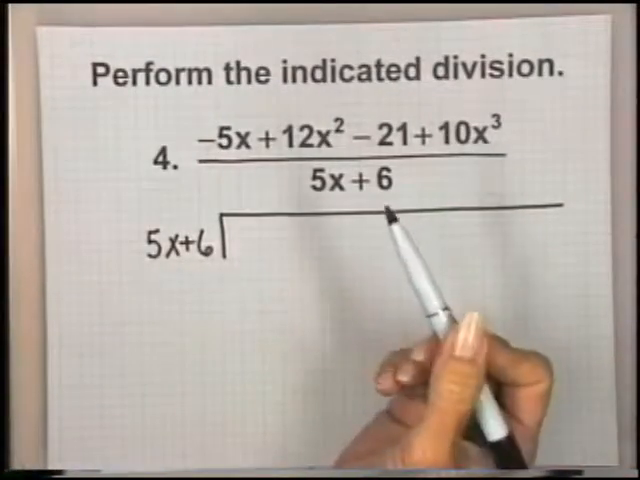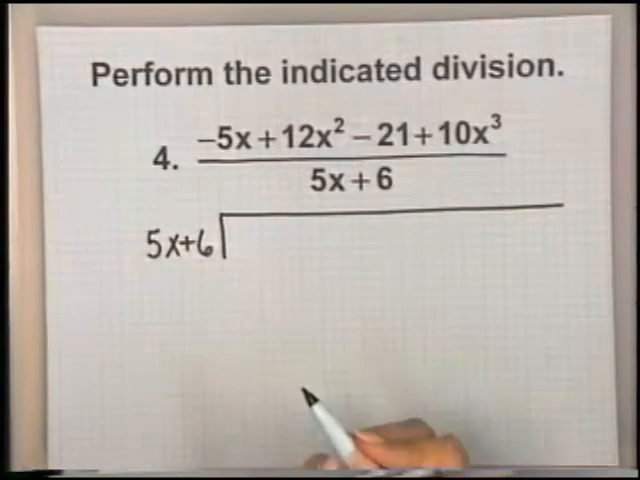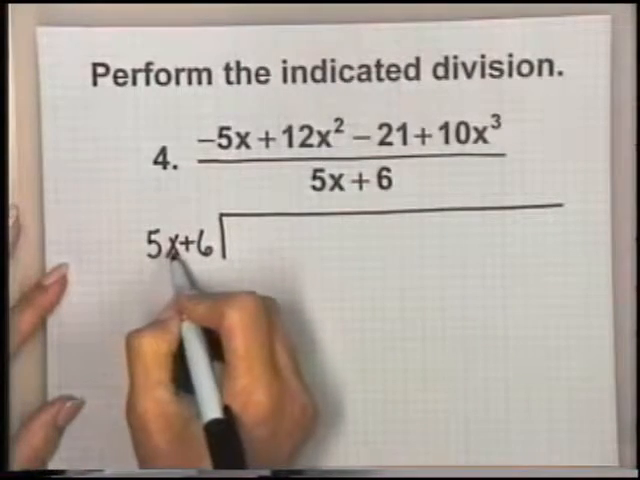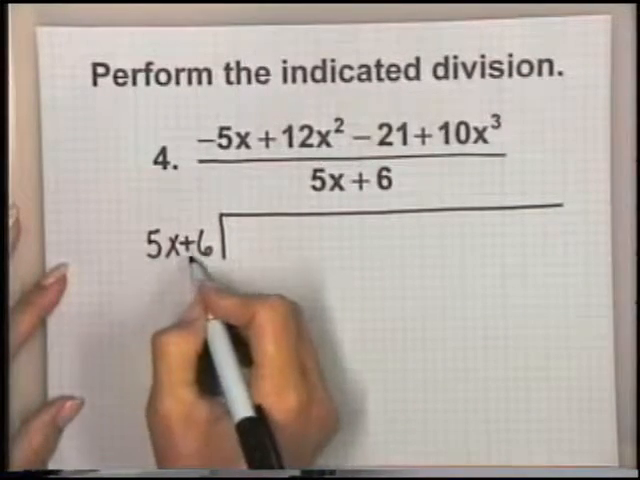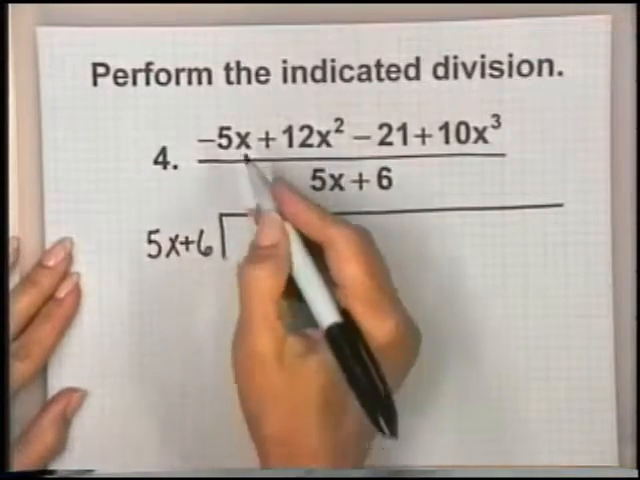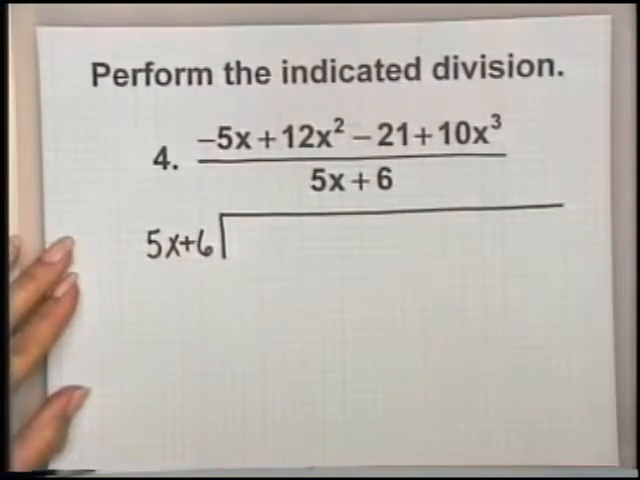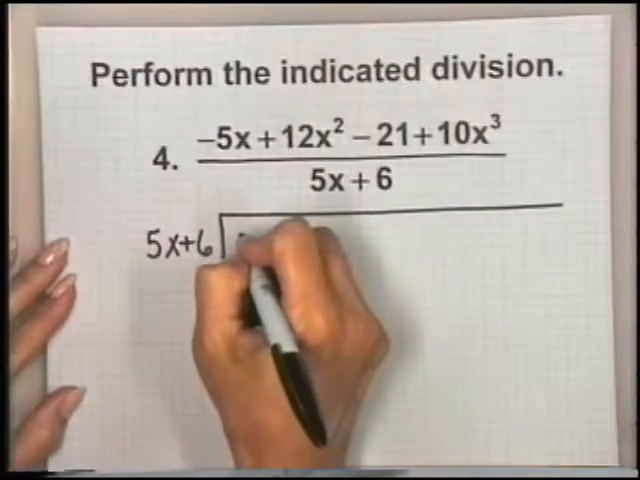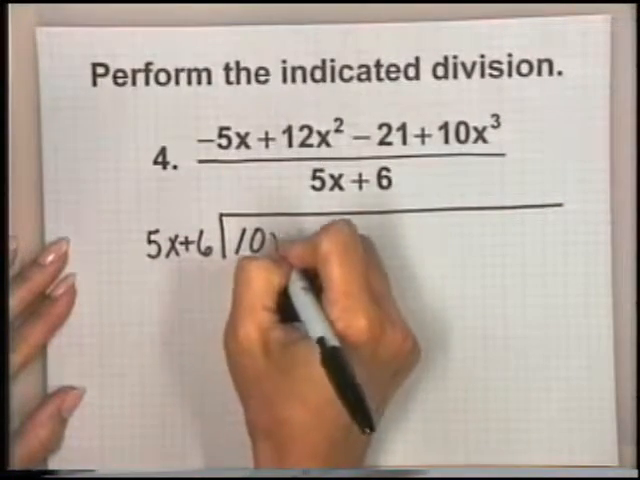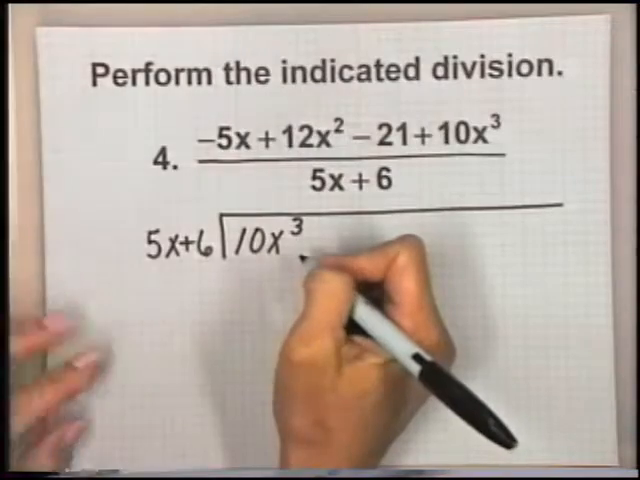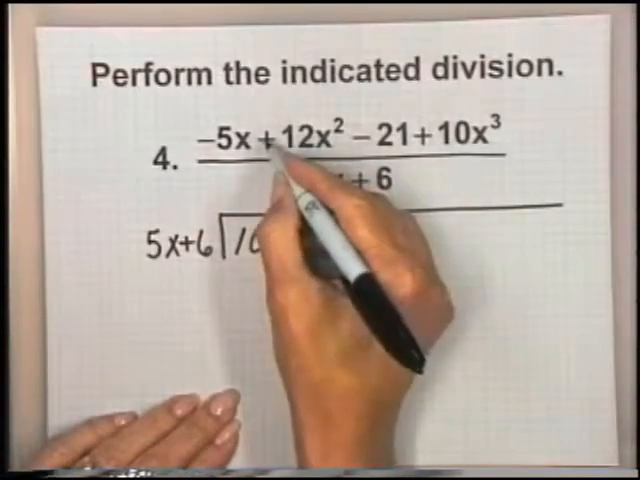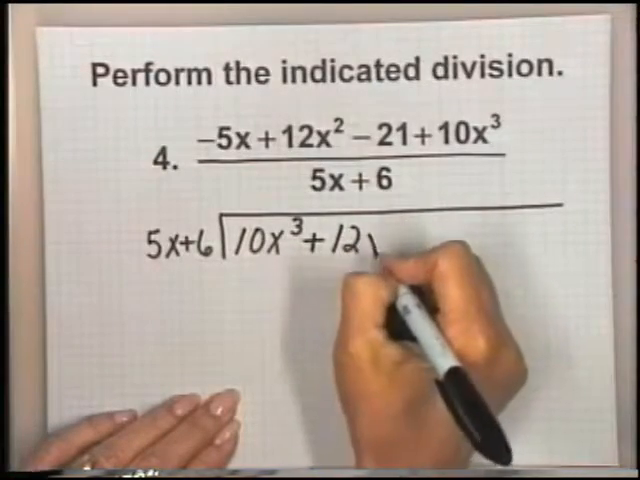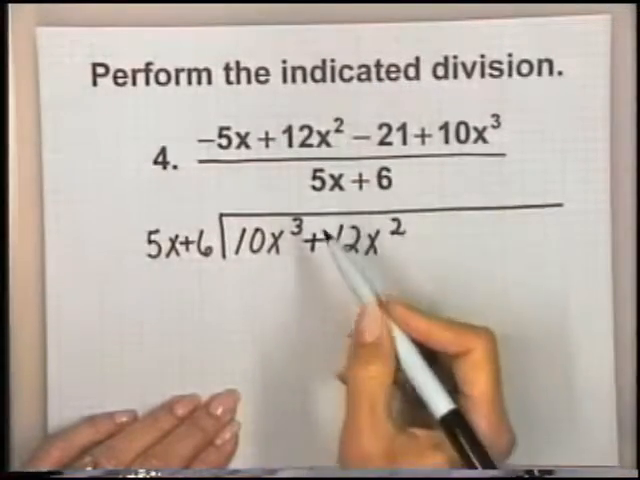Remember also that we are to make sure that the divisor and dividend are written using descending powers of the variable. Well, in the divisor we have the x term and then the constant, so it's okay. But look at this numerator. Which term should we write first? Well, we want to write the largest power first, don't we? So let's write the 10x cubed. Next, we want the x squared term. That would be plus 12x squared. So let's write the plus 12x squared.